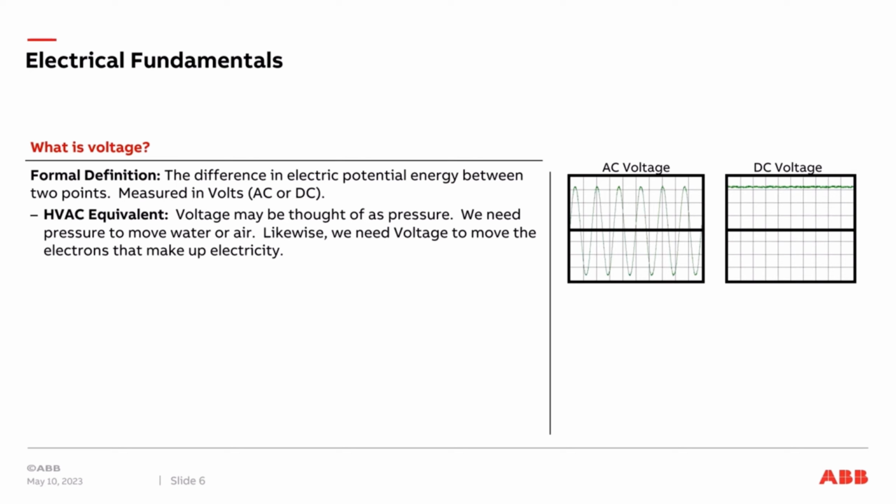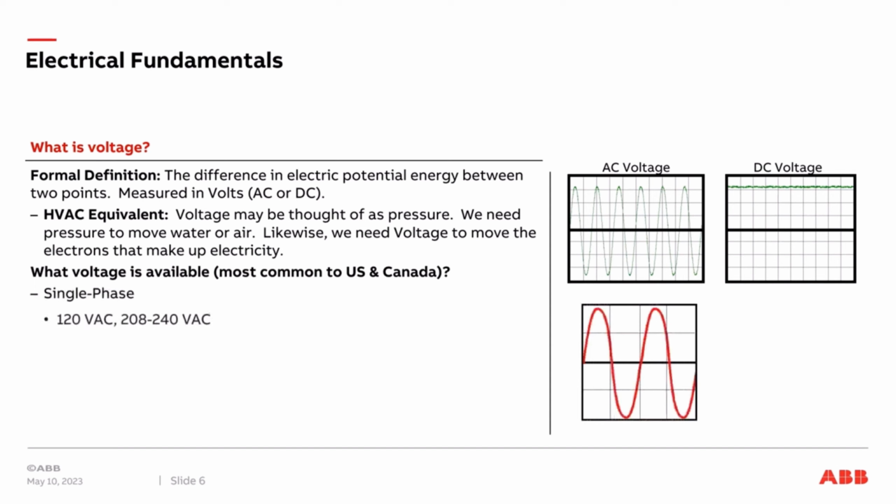On the right-hand side, we're showing AC voltage, where the voltage crosses zero and changes, and DC voltage is a voltage that's direct current above the point of zero. What voltages are available and most common in the US and Canada? Single phase, 120 volts AC, is used in your house. And then there's 208 to 240 volt AC, that comes into your house too, single phase.